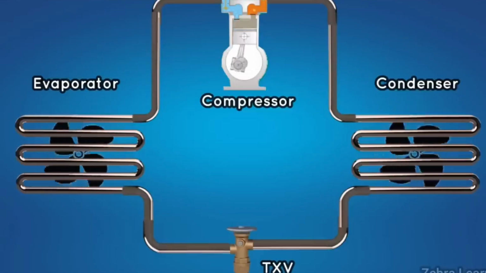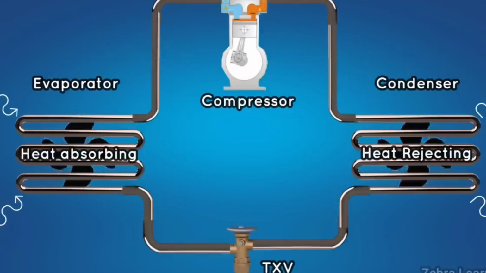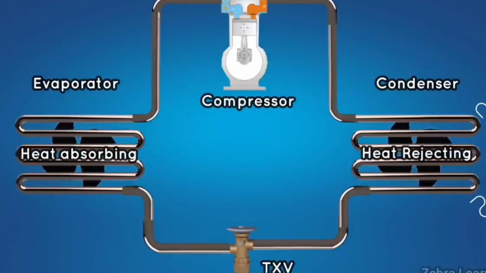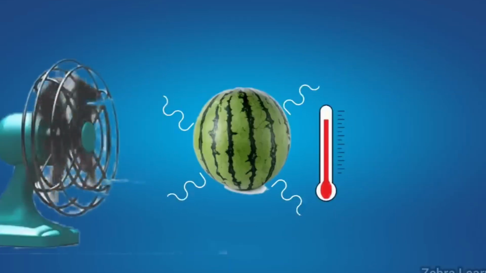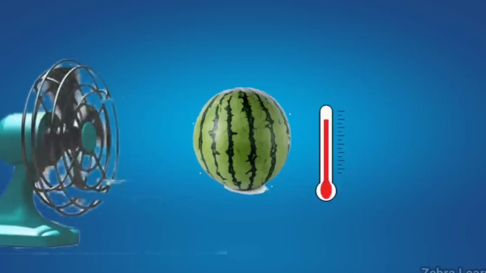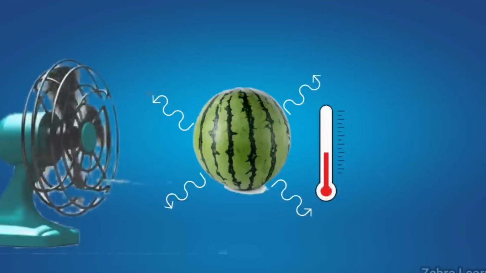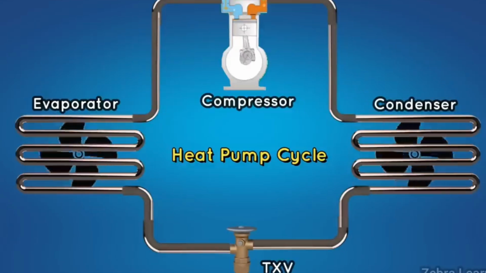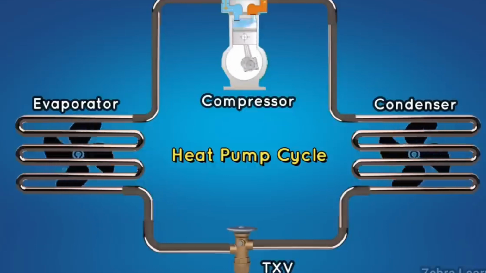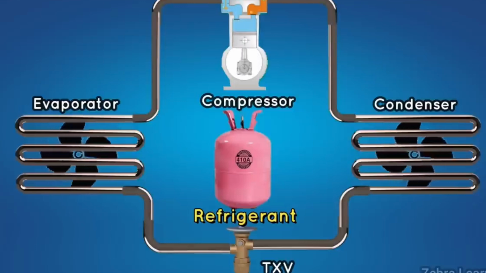The important function of this cycle is to absorb heat and reject heat. According to the law of thermodynamics, we do not cool any substance. We only remove the heat from that substance. As heat is removed, the object is cooled. This cycle is also called the heat pump cycle. Through this cycle, we remove the heat in the area where we want to cool. Refrigerant is the important material we use in this cycle to remove heat.